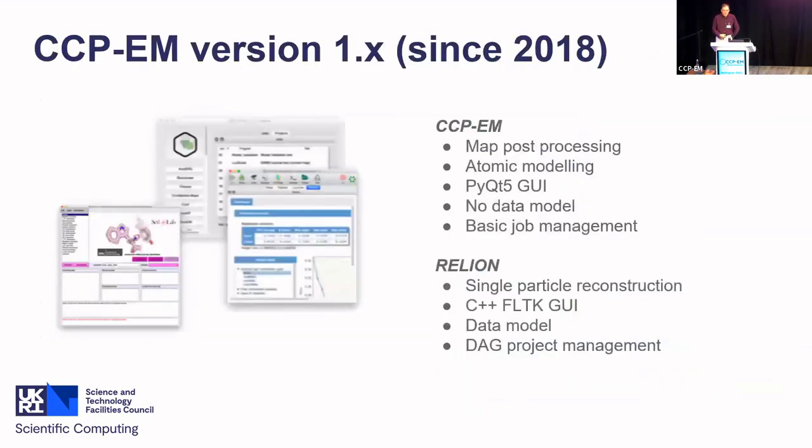Skipping forwards again, in 2018, we made our first release of CCP-EM version 1. This had a more comprehensive set of tools for map manipulation and model building. Lots of it based on CCP4 tools. Relion was included, but as a separate application. And it came with a GUI and various project management tools.